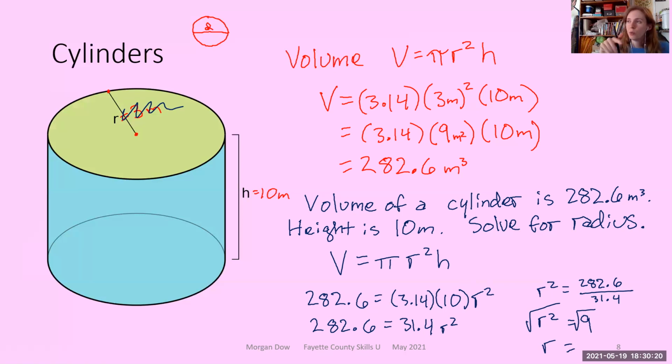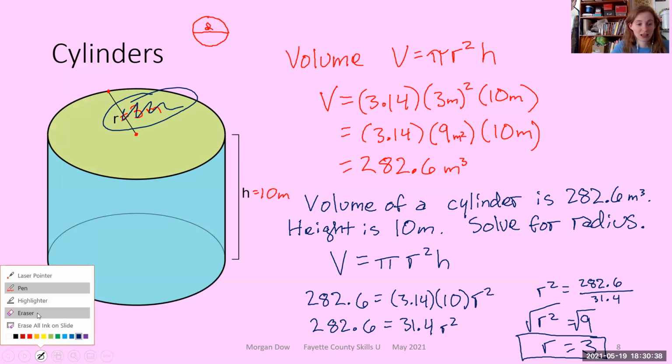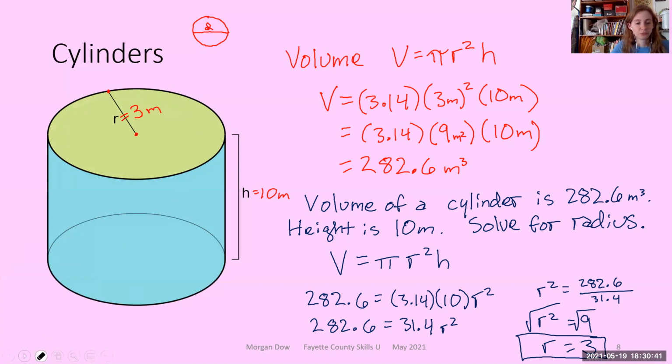So the square root of 9, what number times itself equals 9? 3. So the radius of the cylinder must be 3. And that's good because we actually already knew that. Right? We knew that the radius of the cylinder was 3 from the beginning. Okay. So another example of a solving problem where you are told the volume, you're given some of the measurements, but you have to solve for a missing measurement on a shape.